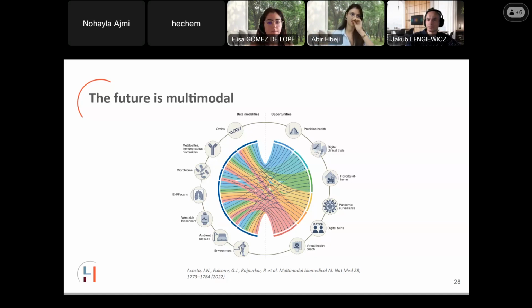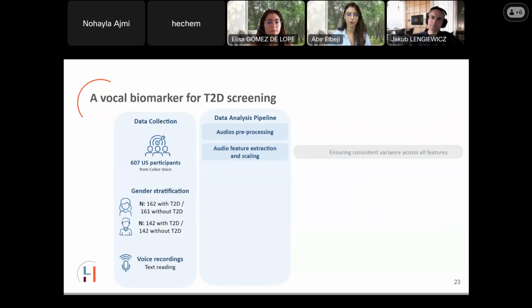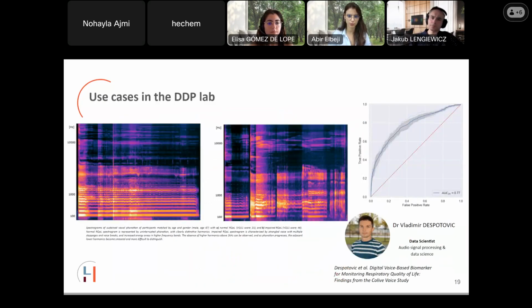So already in Colive Voice, we collect clinical data only, but we don't collect molecular data or blood samples. We collect based on questionnaires, clinical variables, etc. We have already tried with the project with Dr. Vladimir Despotovich on respiratory quality of life, where he added voice to clinical features to see if the voice can bring information to clinical features alone, and it was the case. He had very good performances just by adding voice to clinical features for detecting respiratory quality of life.